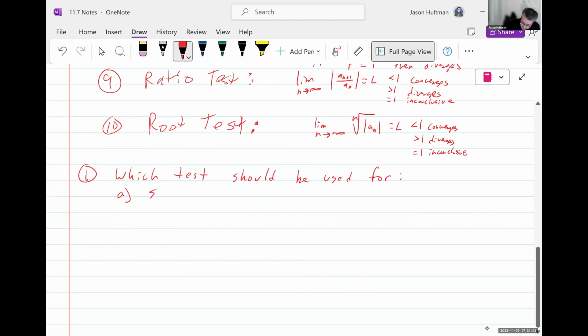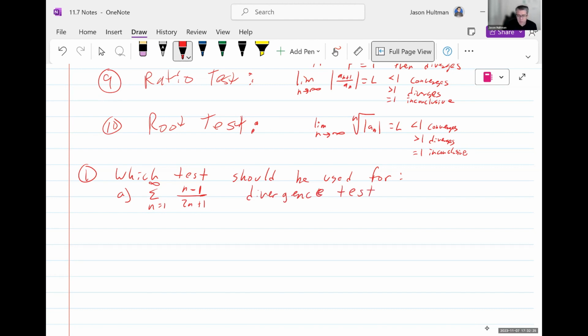the summation n equals 1 to infinity of n minus 1 over 2n plus 1. Any idea on what test we should use for this? Divergence test. Yeah, we would want to use the divergence test because the limit here is going to 1/2. It is not going to 0. So this diverges. We want the divergence test here.